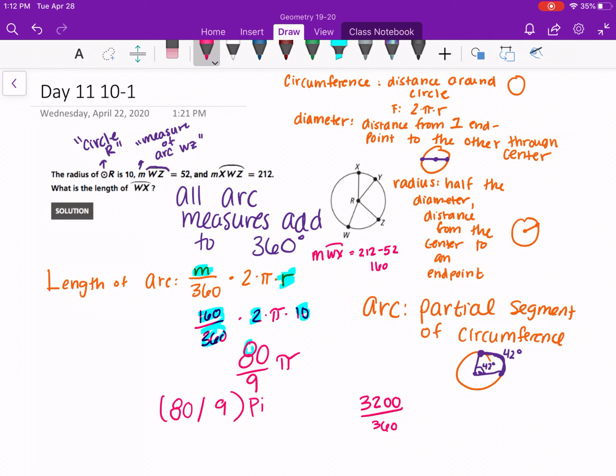At the end of the day, it was a lot of vocab, but it was really just 2 steps. Find the measure, either by subtracting given ones or knowing that the whole thing adds to 360, and then the radius is usually given to you, and then just throw it in the formula. M divided by 360 times circumference, 2 pi r. Leave the pi out.